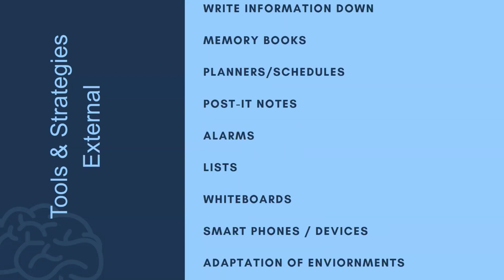Some external strategies to help with memory are writing information down, using memory books, using planners and schedules, Post-it notes, alarms, list making, whiteboards, smartphones and devices, and adaptation of the environment. That could mean everything has a place and everything is in its place. So, meaning I hang my keys on the hook by the door, I put my purse in a special location in the house, etc.